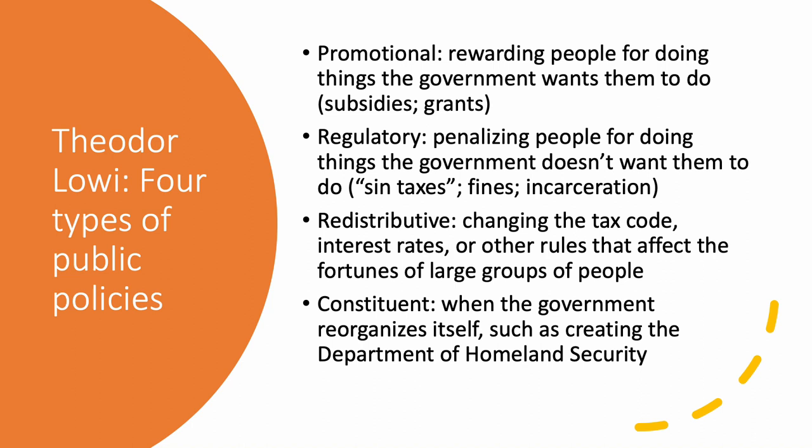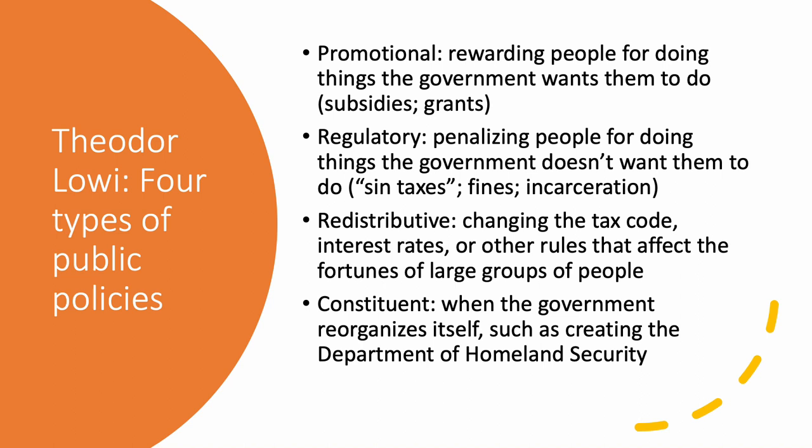Theodore Lowi, who was a very famous political scientist, said there are really four types of public policies. One is what we call promotional policy, where the government takes a different approach. It's like the carrot and the stick approach you've heard of, where the carrot is a reward, the stick is a punishment. Well, promotional policy is where the government rewards people for doing things that the government wants them to do. For example, subsidies and grants, where the government literally gives them money or tax cuts for doing them.